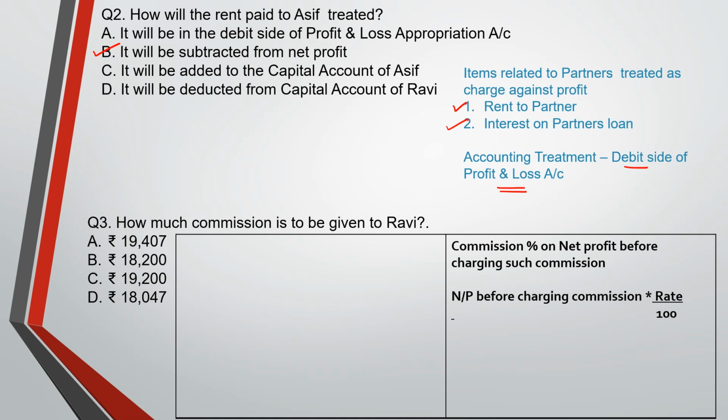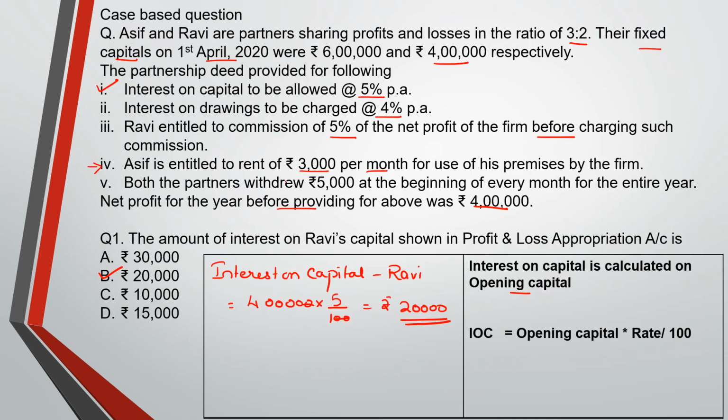Moving on, we will go to the third question on this case. How much commission is to be given to Ravi? Now, commission to a partner, in the previous MCQ, we saw that when it was on net profit after charging commission, it was rate by 100. Now, here in this case, again, let us see. This is the case where Ravi is entitled to commission of 5% on net profit of the firm before charging such commission. So, here in the formula, when we take the net profit, we will be multiplying it by rate by 100. It is not after, it is before. It will be 5 by 100.